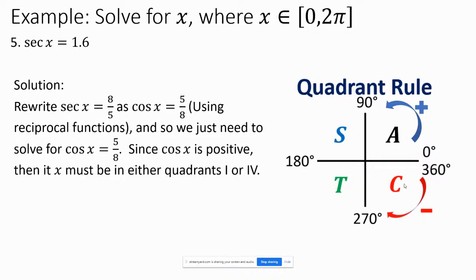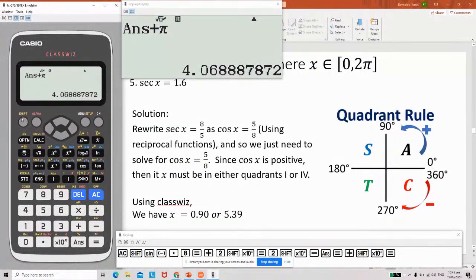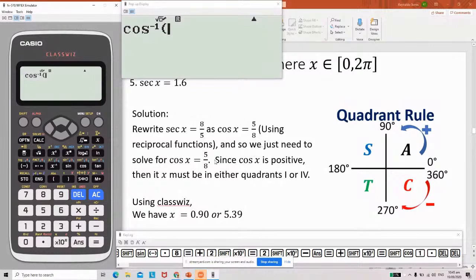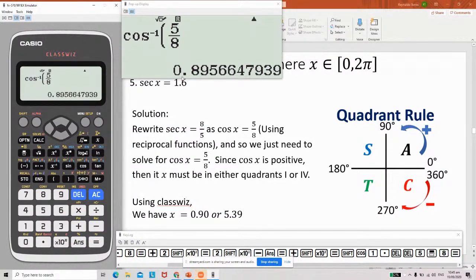Okay. So, paano na yan? Using ClassWiz, yan po daw dapat ang dalawang lalabas. So, try natin. Shift cosine for the inverse cosine. It should be 5 over 8. When we press equals, you have 0.89564. If we round this off to two decimal places, it's 0.90. And this is in the first quadrant.